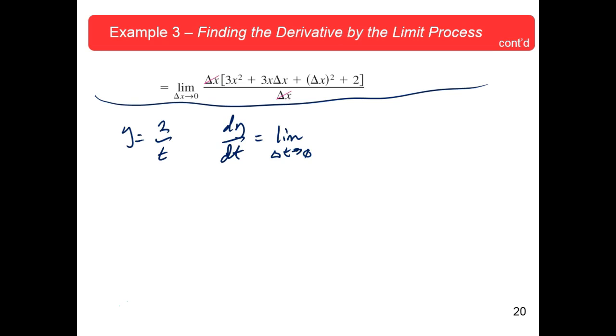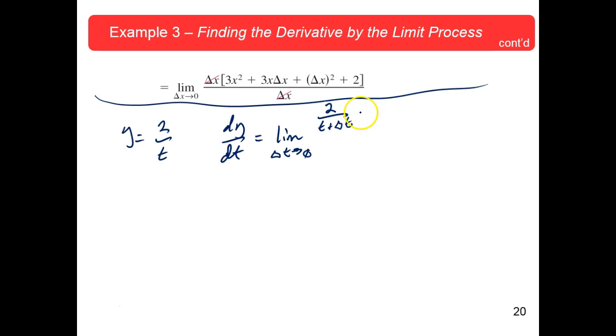Would it be 2 divided by t plus delta x? Delta t, okay. You see, this is your t, so you put 2 over t plus delta t. Exactly. Minus, oops, I shouldn't have said that. What's the next part? That's f of t plus delta t, or y of t plus delta t, whatever you want to call it.